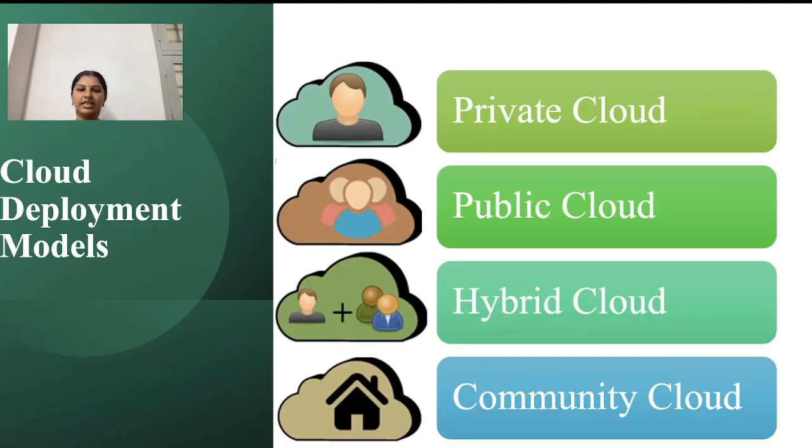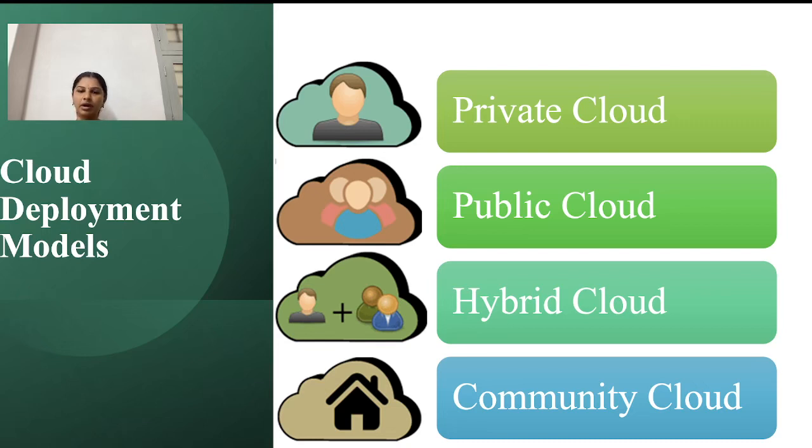And next we are going to see the cloud deployment models. We can deploy the cloud in 4 different ways. One is private cloud, another one is public cloud, third one is hybrid cloud, and the fourth one is community cloud. From the name itself we can understand that private cloud, which is also called internal cloud or corporate cloud, is used by organizations to build and manage their own data internally, or else it can be in a third party environment.